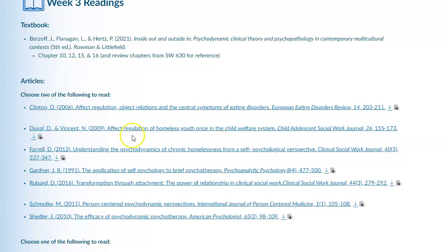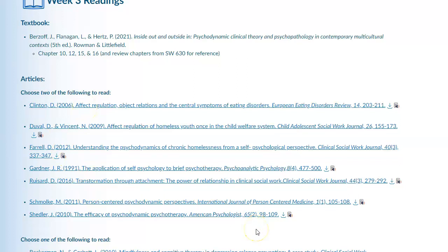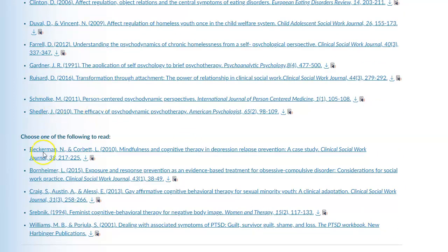So you are going to choose 2 of these articles as usual to learn more about, and then you're going to choose one from this grouping of articles. We are looking a bit more in these articles at the evidence-based practice, so we're getting more into use of cognitive behavioral therapy primarily through these articles here.